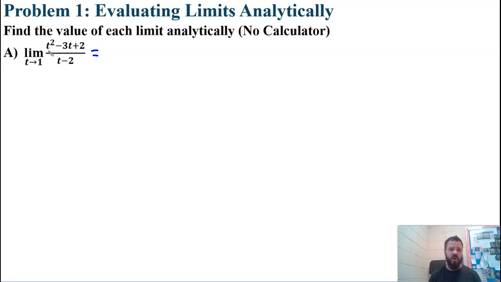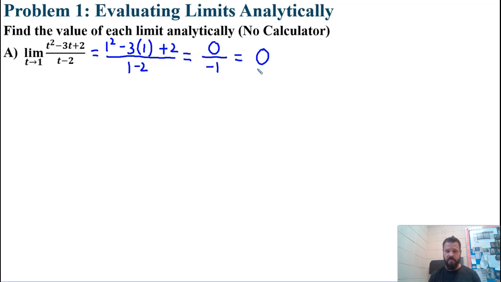So I'll substitute 1 for all my t's here, direct substitution. So we have 1 squared minus 3 times 1 plus 2 on top, 1 minus 2 on bottom. My numerator turns into 1 minus 3, which is negative 2, plus 2 is 0. We get a 0, but it's okay to have zeros in the numerator. Denominator, 1 minus 2 is negative 1. 0 divided by anything is 0. So we say that the limit of this expression as t goes to 1 is just 0.